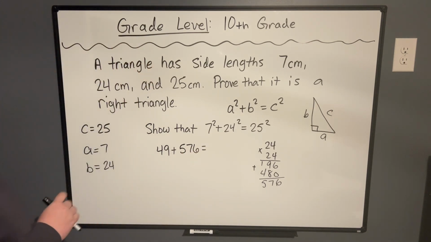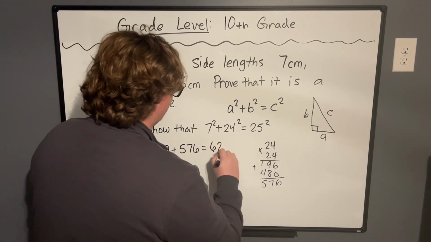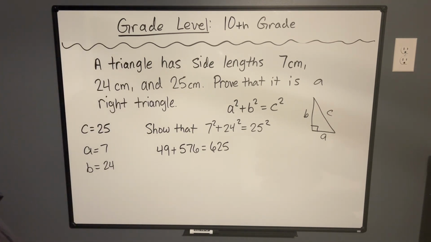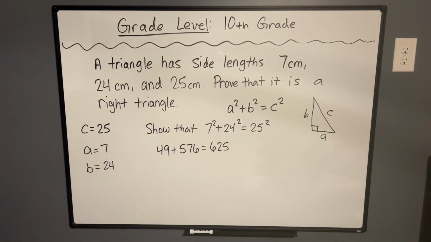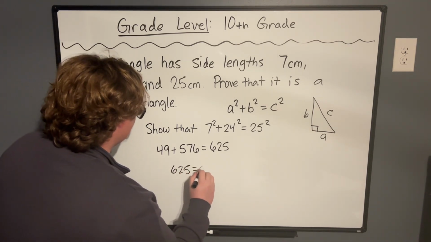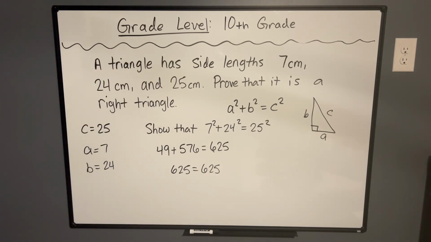And now that has to equal 25 squared. Now 25 squared, again, we could do the exact same way. I happen to remember this one. This one is actually 625. So now the only thing we have to do is to show that this is equal to 625, but that's just as simple as adding. If you added these, you would end up getting that it's equal to 625. So we get 625 equals 625. So we know that a squared plus b squared was actually equal to c squared. And so we've proven that it's a right triangle using the Pythagorean theorem.